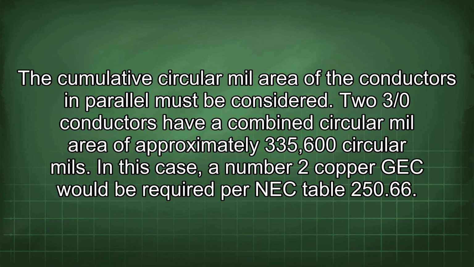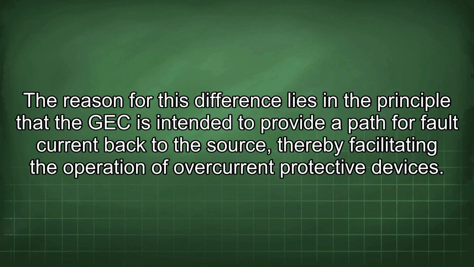The cumulative circular mil area of the conductors in parallel must be considered. Two 3/0 conductors have a combined circular mil area of approximately 335,600 circular mils. In this case, a number 2 copper GEC would be required per NEC table 250.66. The reason for this difference lies in the principle that the GEC is intended to provide a path for fault current back to the source, thereby facilitating the operation of overcurrent protective devices.